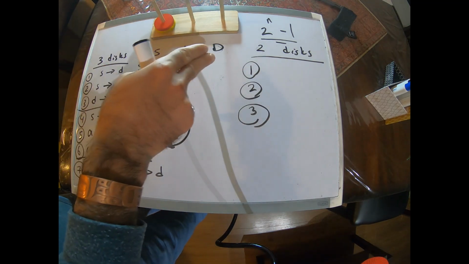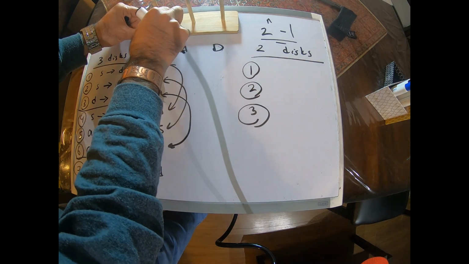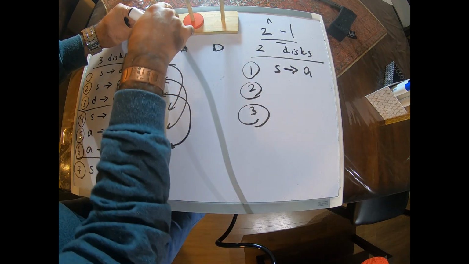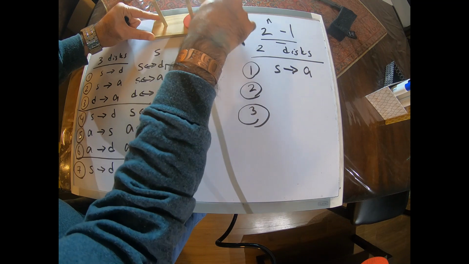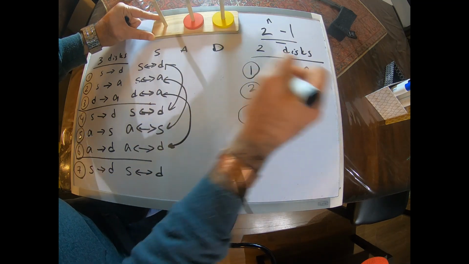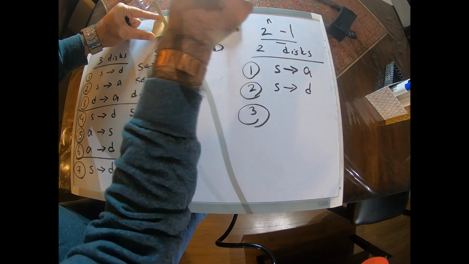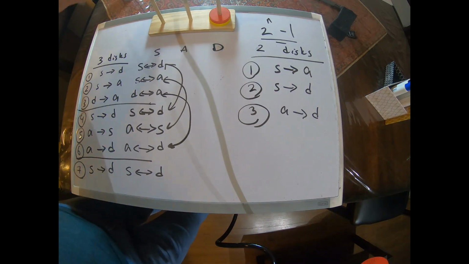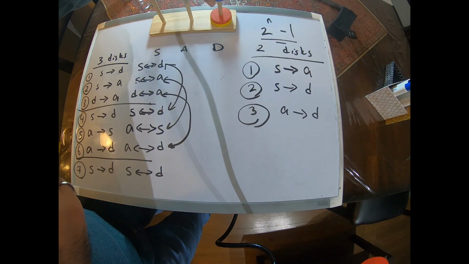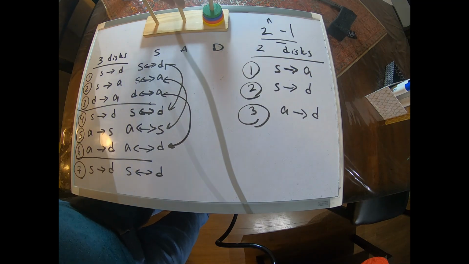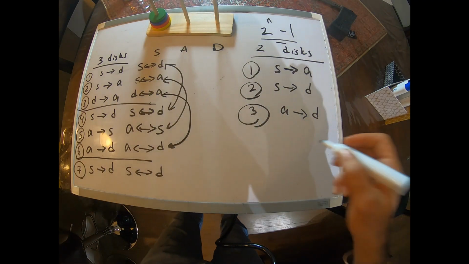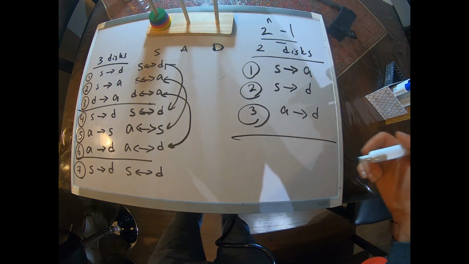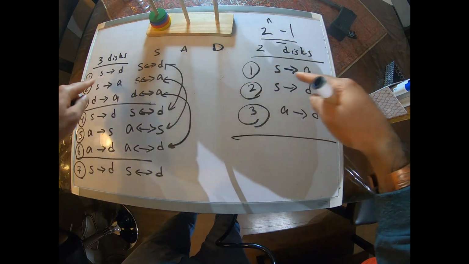If I have 2 disks, the first move is going to be between source and auxiliary. The next one is going to be between source and destination. And the next one is going to be between auxiliary and destination, right? If I add 2 more here, you're going to see that the same pattern is going to repeat. So these 2 are different now.